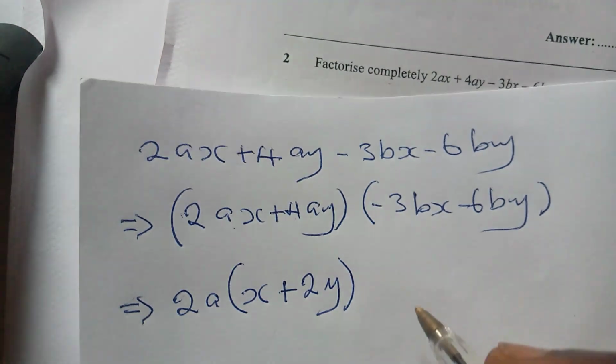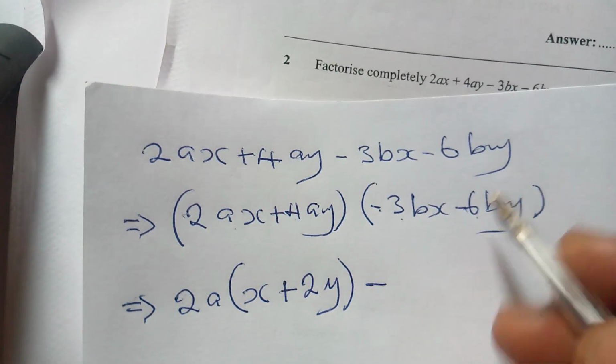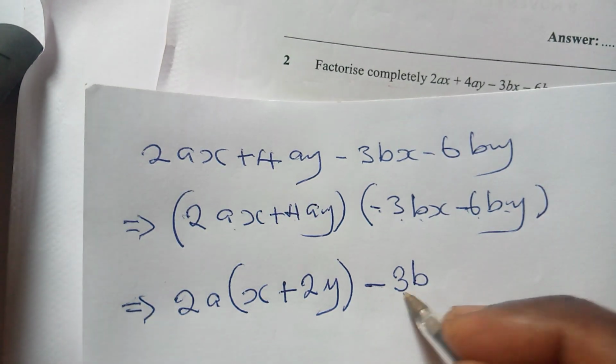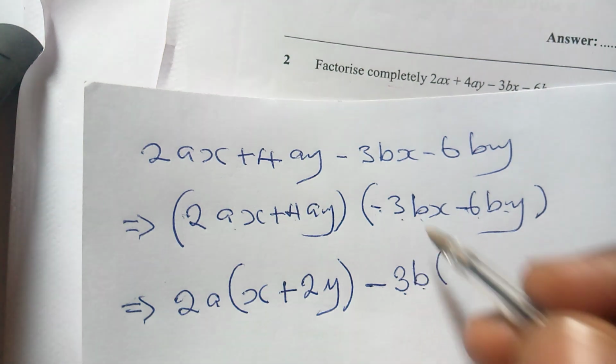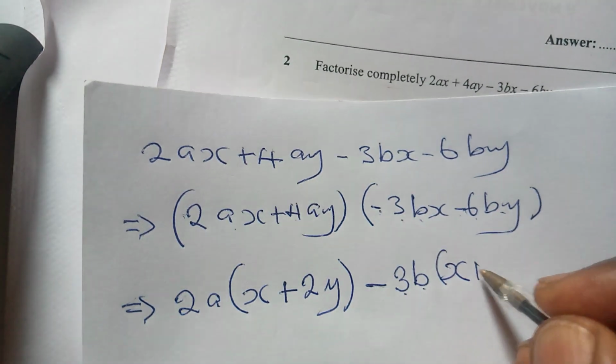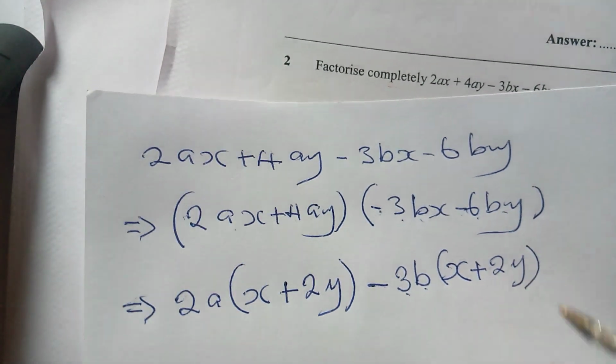And then we come to this side. What is common? We've got negative and negative, and 3 and also 3 there. So it will be 3b, and it will be negative 3b. Open bracket. What is remaining there is x. Negative multiplied by negative is positive. 3 into 6 is 2. 2 what? 2y, like that.